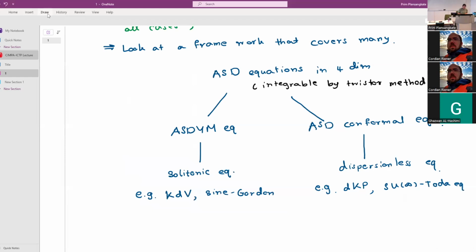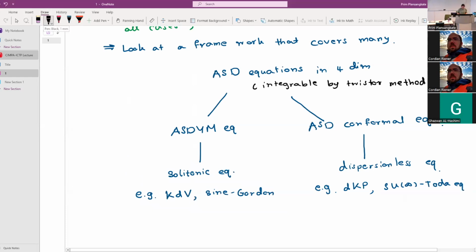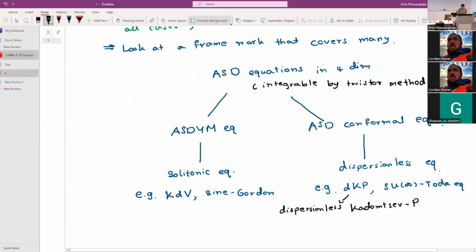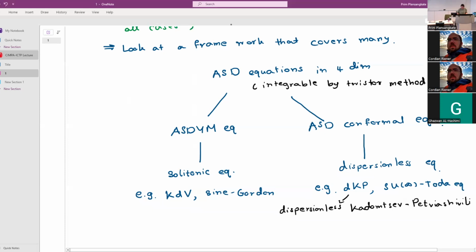And dKP stands for dispersionless Kadomtsev-Petviashvili equation. I might not have enough space. Okay.